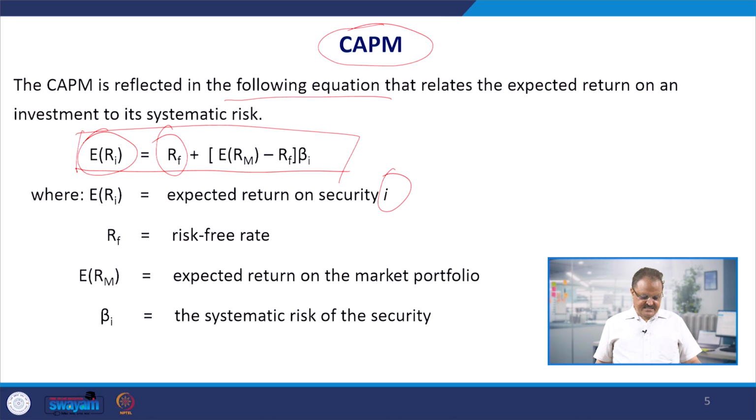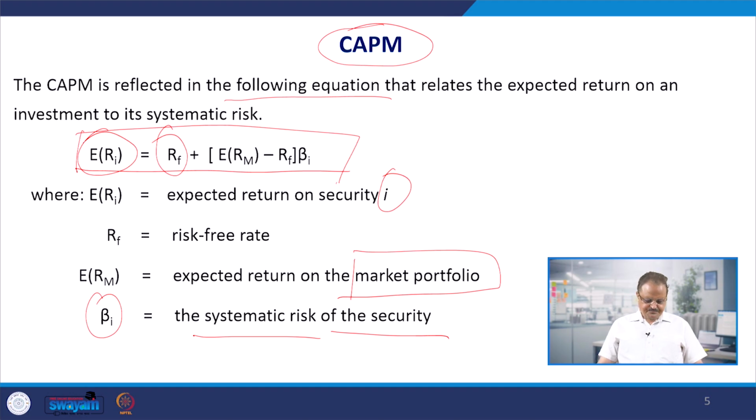So this gives the expected return on the security I, or a security or a stock of a company. RF is the risk-free rate of return. ERM is the expected return on the market as a whole, the market portfolio. And beta is basically the systemic risk of that security, that because of stock market or financial market risk, which is going to impact the return of that security and subsequently the cost of that security. So beta signifies that risk.